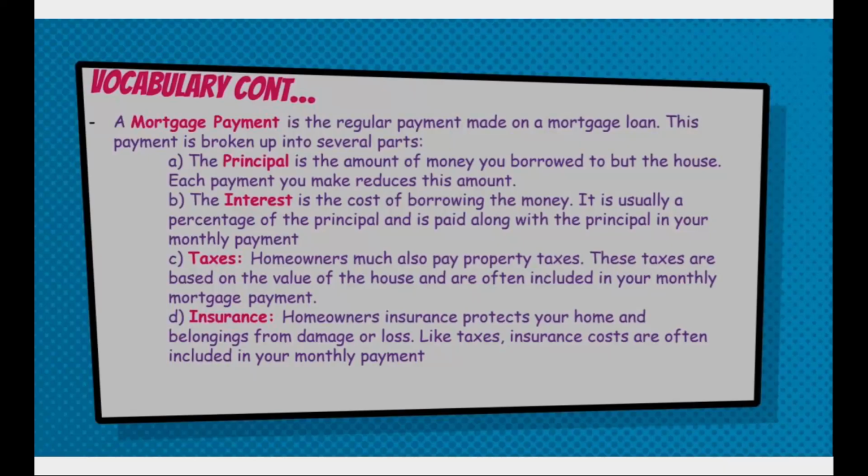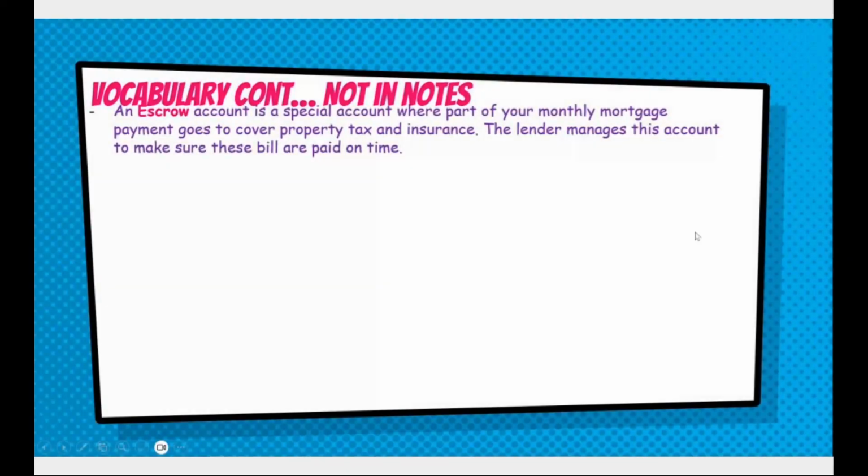So homeowners insurance protects your home and belongings from damage or loss. Like taxes, insurance costs are often included in your monthly payment. So, in my case, my taxes and insurance go towards, like, when I pay monthly. Let's just say I paid $1,000 a month. Out of that $1,000, there's a proportion that goes to the principal. There's a percent that goes towards the interest, and then there's an amount that also goes towards the taxes and insurance.